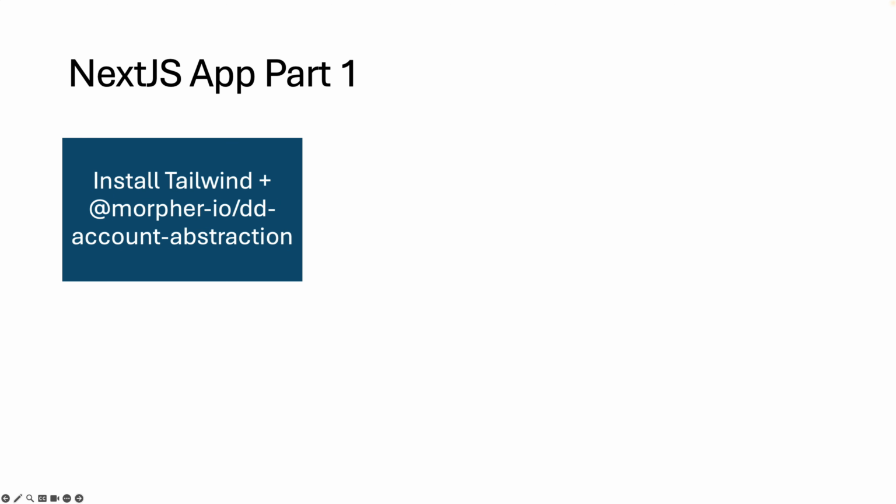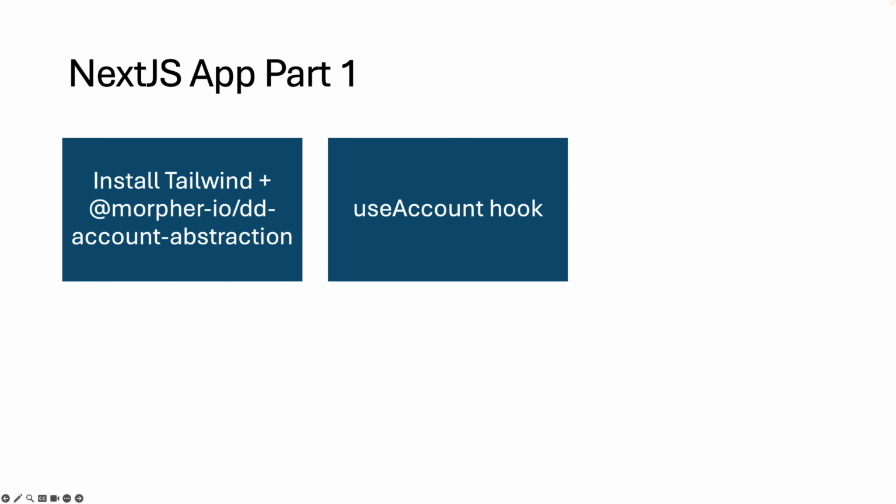Now that we have our smart contracts, and I think you have a pretty good understanding of how things work, I want to speed up our video a little bit and talk about our Next.js app. So we are going to install Tailwind, and we are also going to install the Morpher data-dependent account abstraction kit, which depends on Candide. Then I'm going to introduce the useAccount hook from Wagmi.